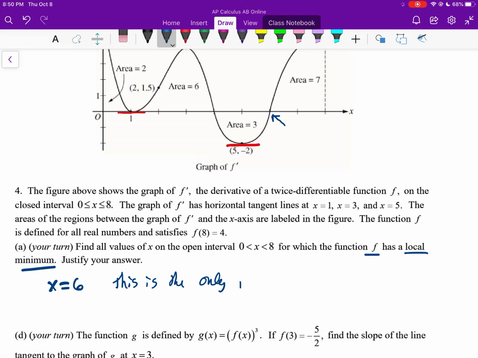This is the only point where f prime changes from negative to positive.